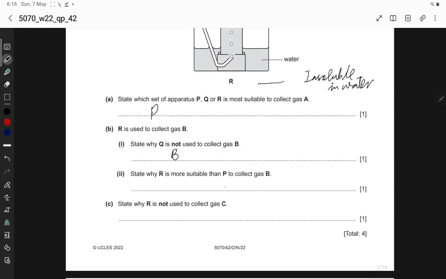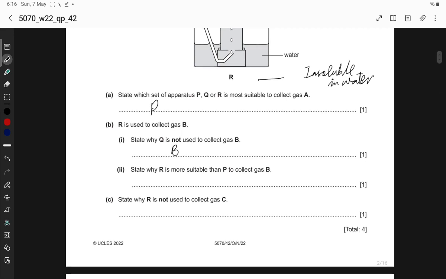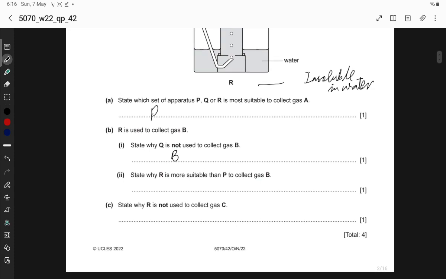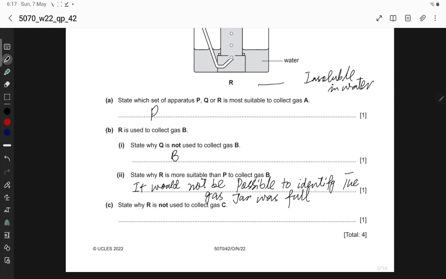State why R is more suitable than P to collect gas B. With P, it would not be possible to tell the gas jar was full. State why R is not used to collect gas C.